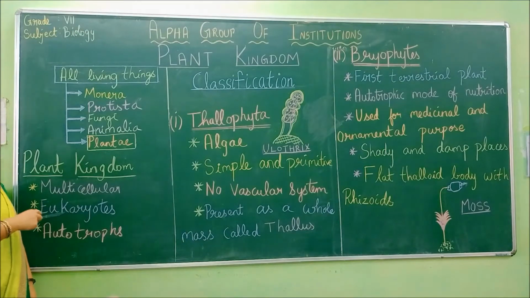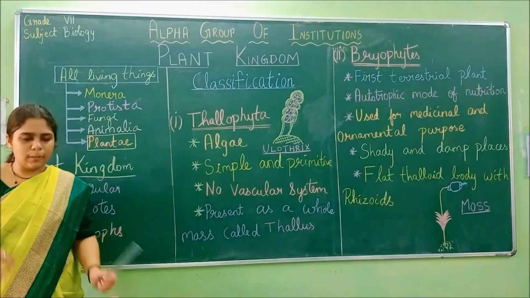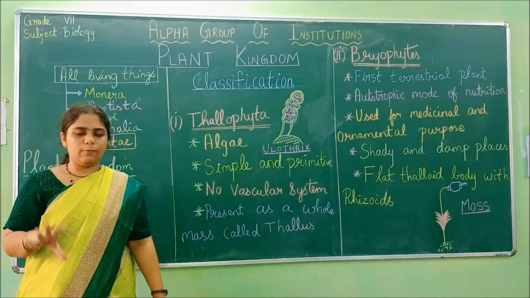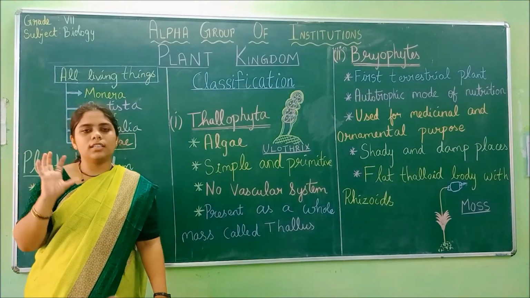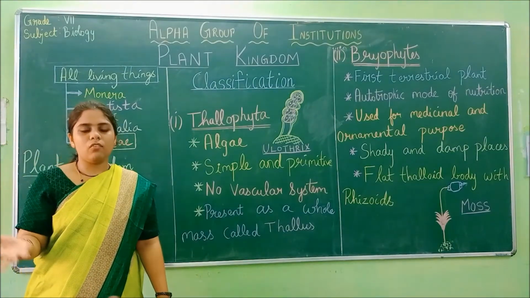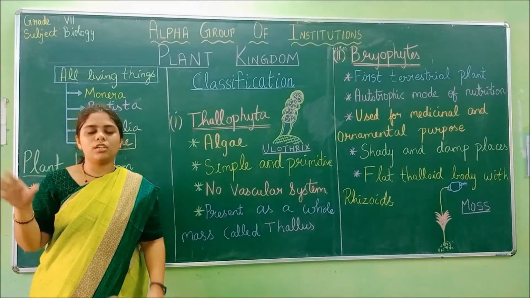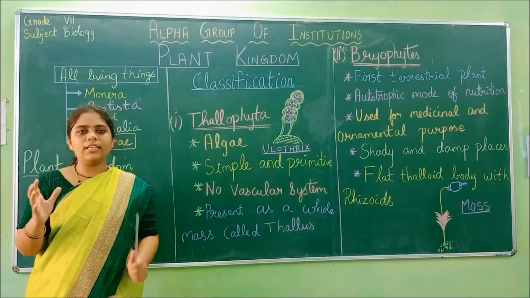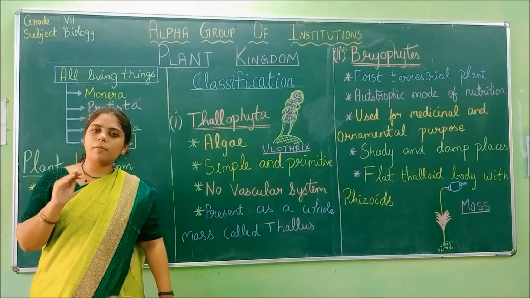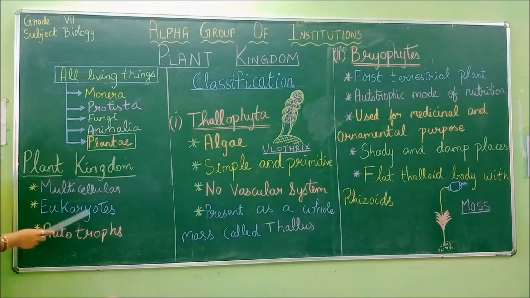Then eukaryotes. Eukaryotes will be present only in multicellular plants. Eukaryotes is a type of cell in which well-defined cell organelles are present. Each organelle is responsible for various functions. The nucleus will control it, the mitochondria will give the power, the lysosome will produce the digestive enzyme for digestion. So each organelle has its own function, and they are well defined. This eukaryotic cell will be present only in higher organisms, that is multicellular organisms. So eukaryotes is the second character.